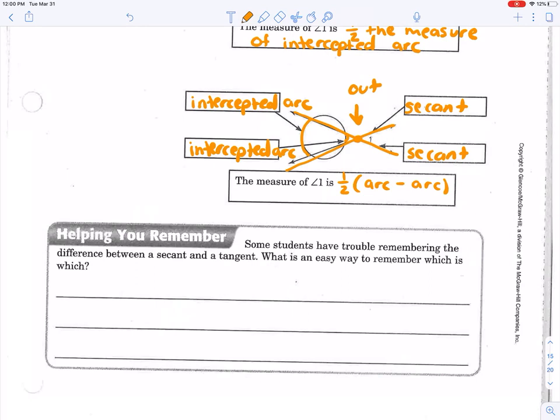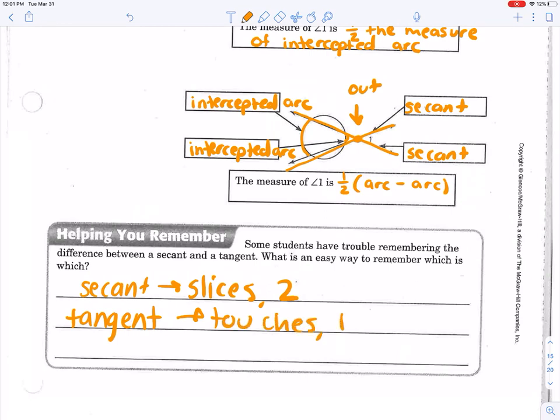So the bottom part just says helping you remember. How do you remember the difference between secant and tangent? We can write it down again. A secant slices, it's cutting it in two places, and a tangent touches, it's only touching the circle at one place. So that's how I remember the difference for those.